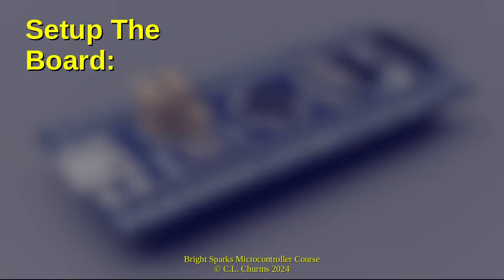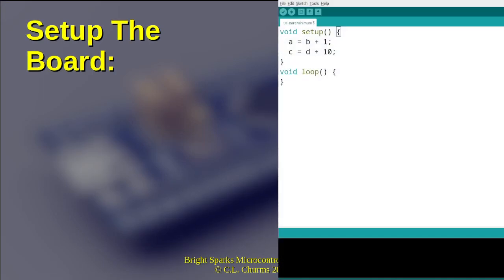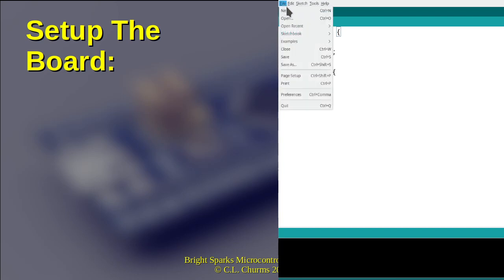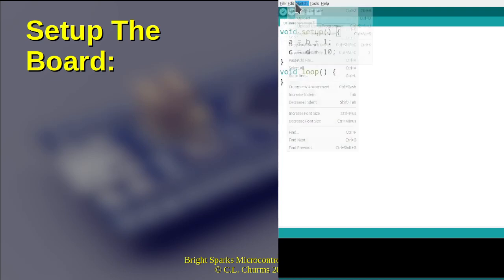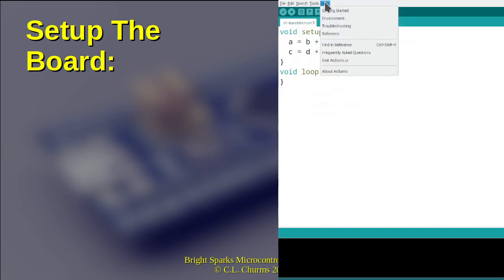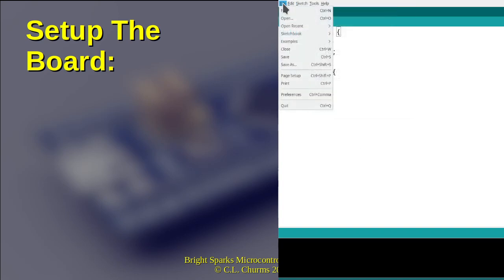First, we must set up the board. Set up our IDE to tell the computer what type of board we have. So we go here to File and click on File. And down comes the drop-down menu of all the things that we can do for File. And of course there's one for Edit and Sketch and Tools and Help as well. But at the moment we're going to look at the File one.